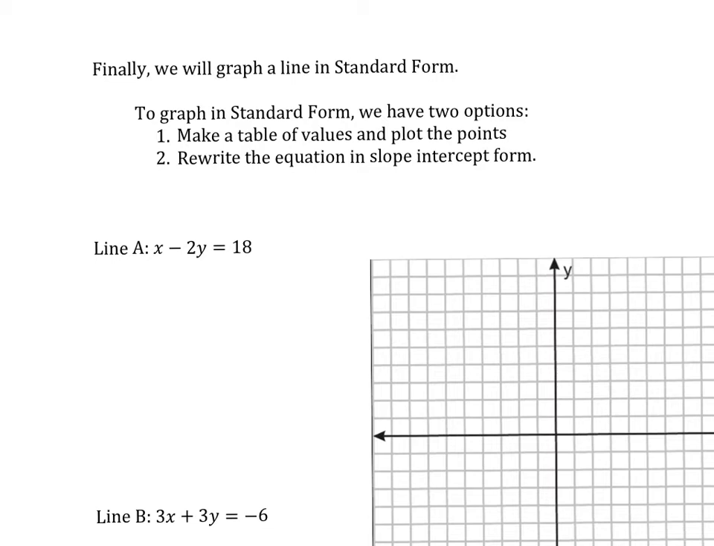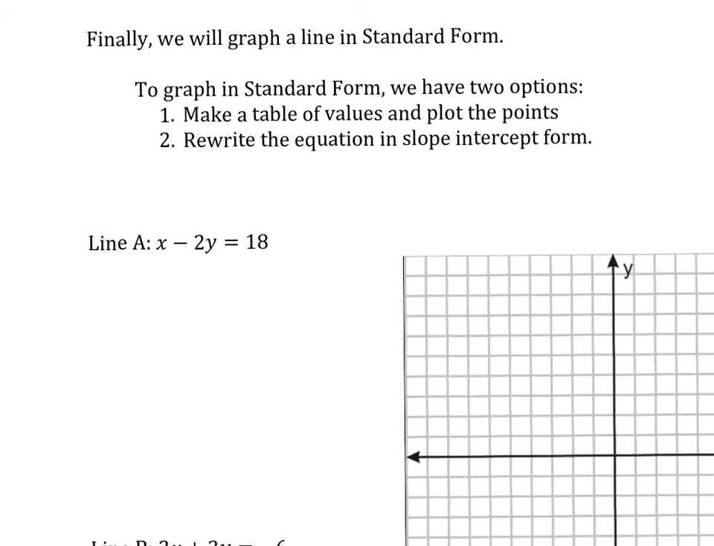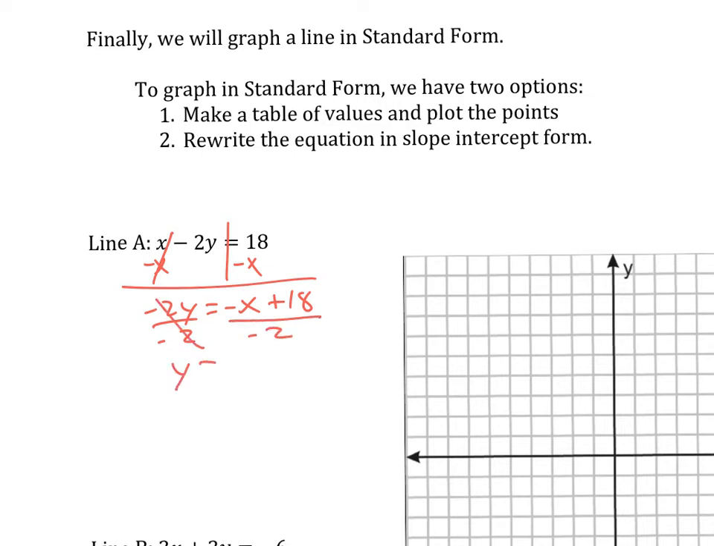So if this is our line, line A, the first thing we want to do to rewrite this into slope-intercept form is subtract x on both sides. We need to move the x over to the other side, so those will cancel out. We'll have -2y equals -x plus 18. And then we can divide by -2 on both sides. Make sure we divide every term by -2. We get y is equal to 1/2 x, because that's -1x divided by -2, and 18 divided by -2 is -9.